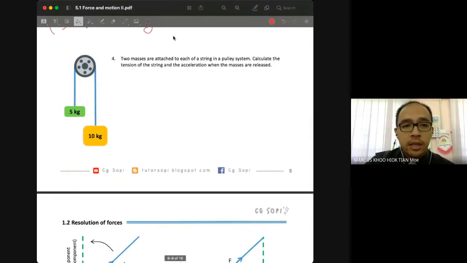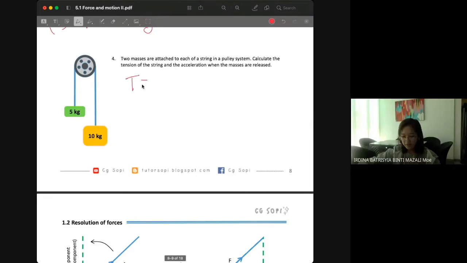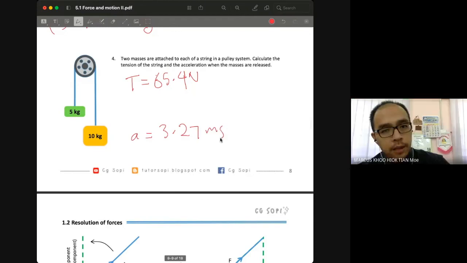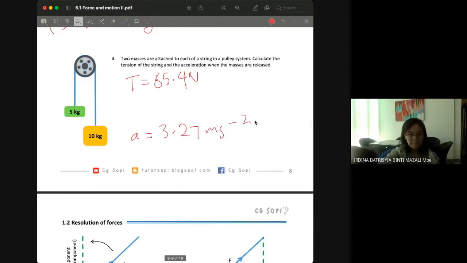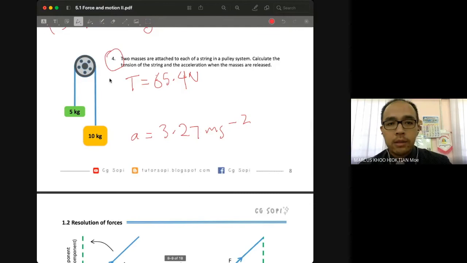Okay, Udina, number 4, please. What is the tension and what's the acceleration? My tension is 65.4 Newton for both sides. And I got an acceleration of 3.27 m/s squared. Okay, per second squared. What about the rest of everyone? Is this answer okay? This number 4 is probably the one where you have to do simultaneous equations, as I said before, where you get both answers at the same time.